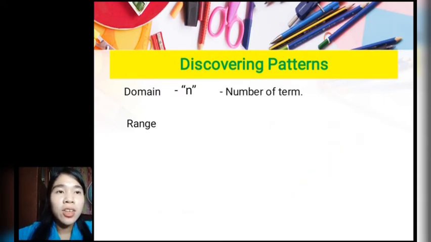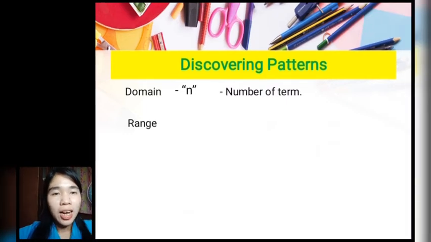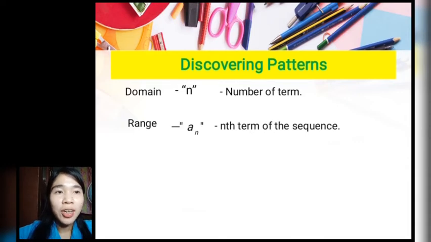Now, let's proceed to discovering patterns. So when we discover patterns, we have the domain and the range. So when we say domain, the symbol here is a small letter n, which means it is the number of terms. Now, let's proceed to range. When we say range, it has a symbol of a sub n, which means range is the nth term of the sequence. So we have here a rule, a sub n is equal to 3n minus 1.